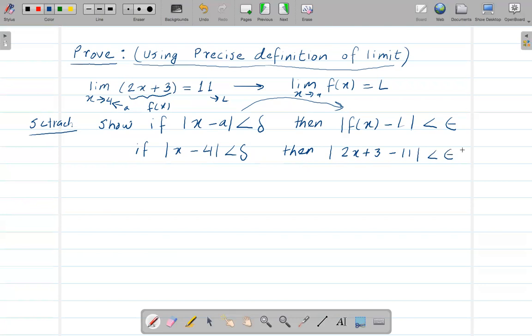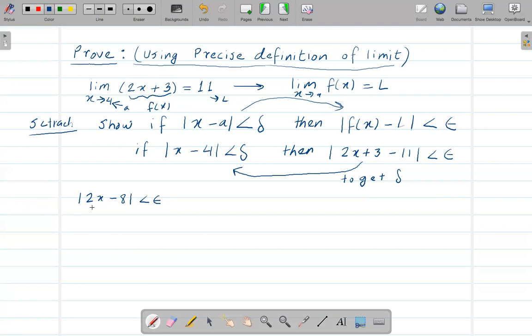Okay, so what we need to do here is, like I said, I need to prove from this to this. But in the scratch work, I need to go from here to here to get the equation of delta. So how do we do that? From here, let's work on this. So what we can say is 2x plus 3 minus 11, which is minus 8, is less than epsilon.